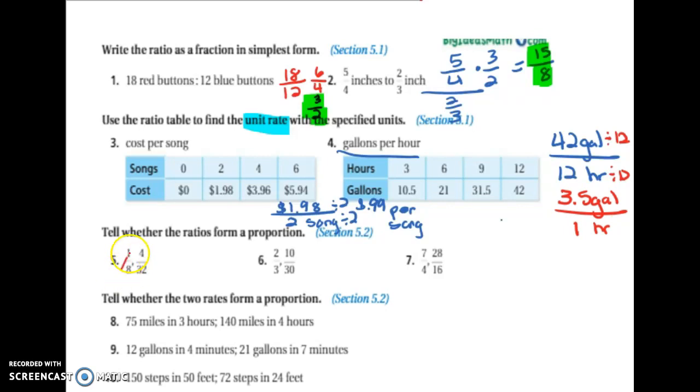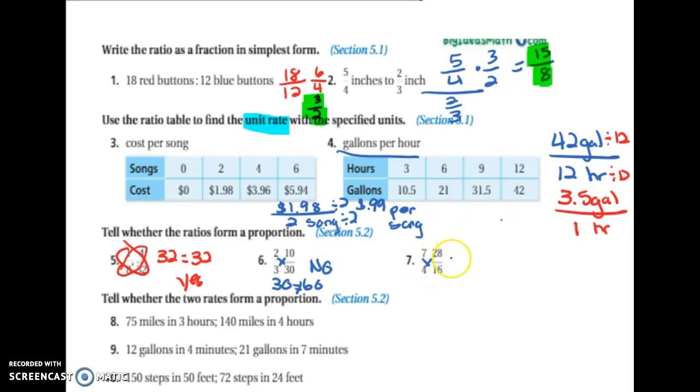Now down here, 5, 6, and 7, it says to tell whether or not these ratios form a proportion. So for all these, we're going to do our cross product. So we have 8 times 4, which is 32, and then 1 times 32, which is 32. So yes, those are proportional. Then we're going to do 3 times 10 and 2 times 30. 3 times 10 is 30. 30 times 2 is 60. 30 does not equal 60, so we would say no for this one.